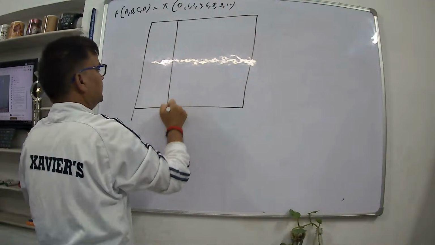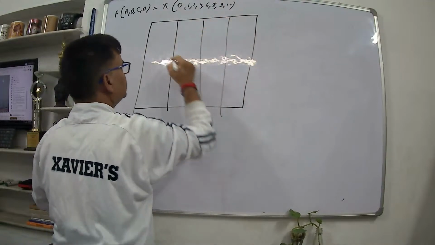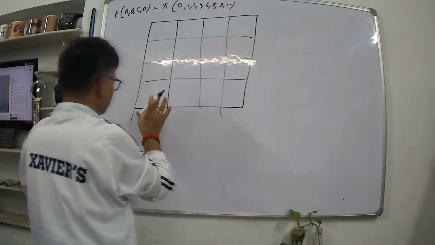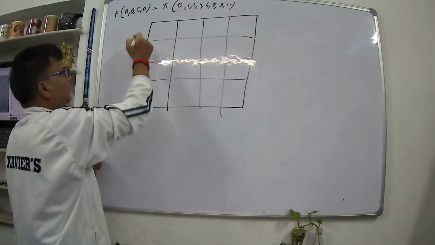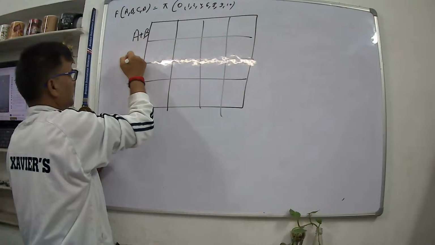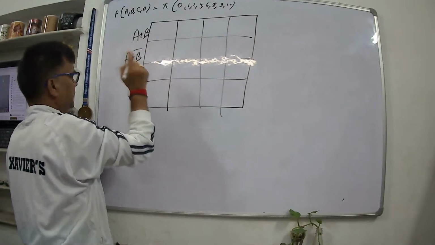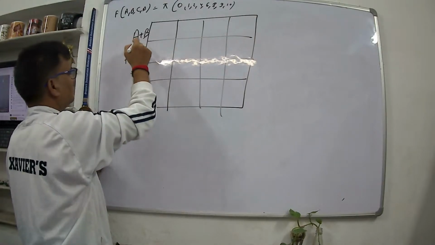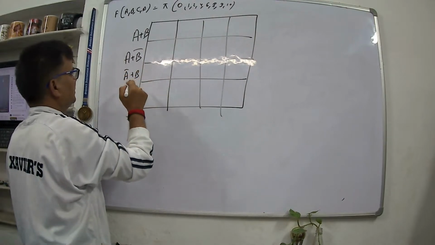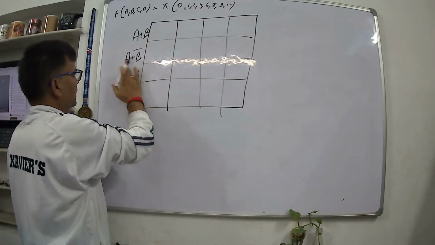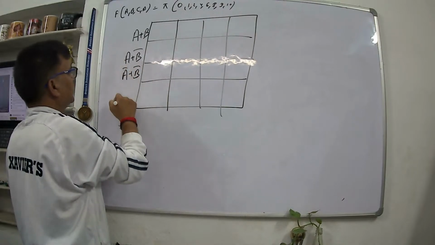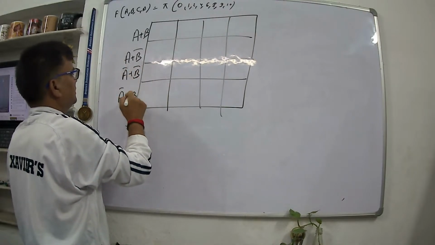Truth table, 1 2 3 4 1 2 3. See, there it was just A bar B bar, or A plus B. A bar B bar means A plus B bar. A B bar, A bar plus B. No, this is A B, so it will be A bar plus B bar and then A bar plus B, right?